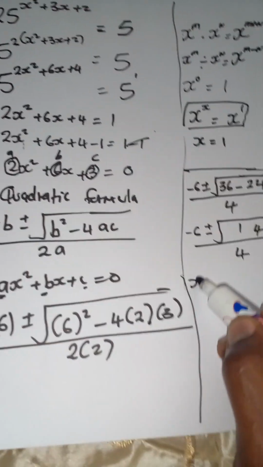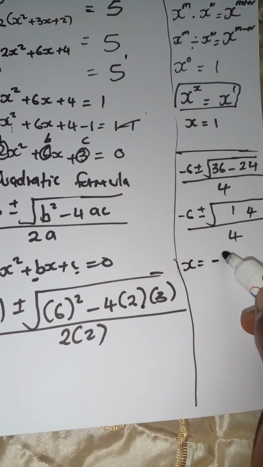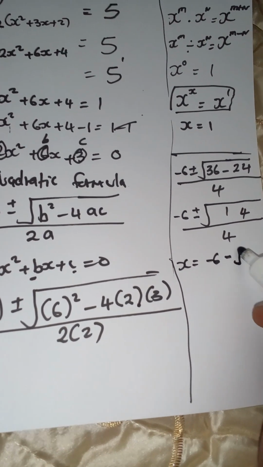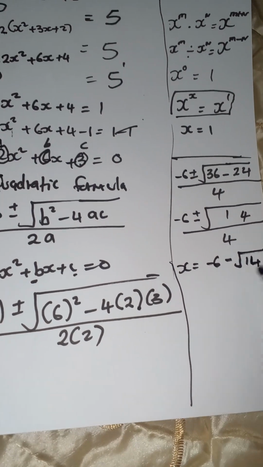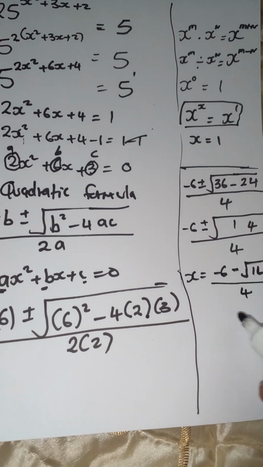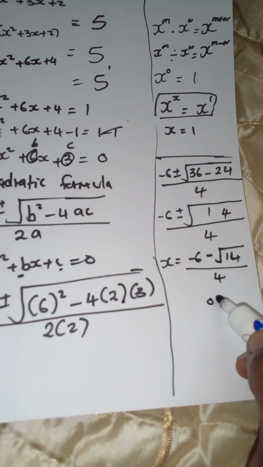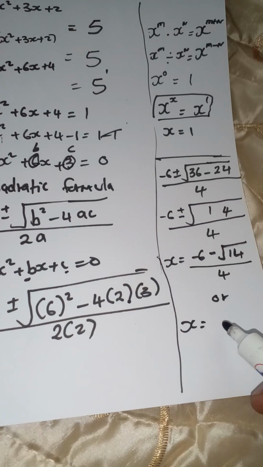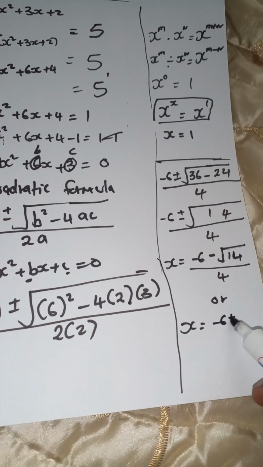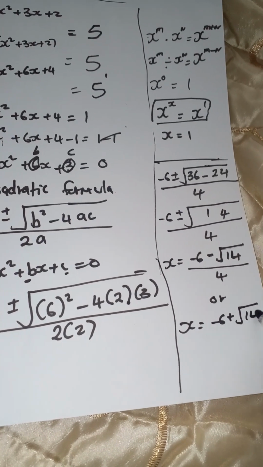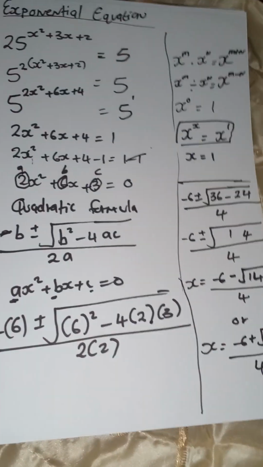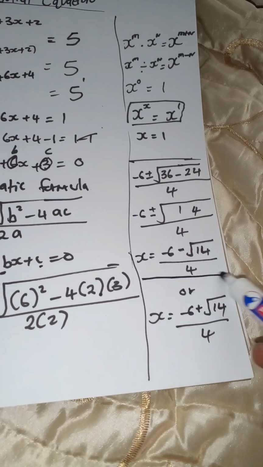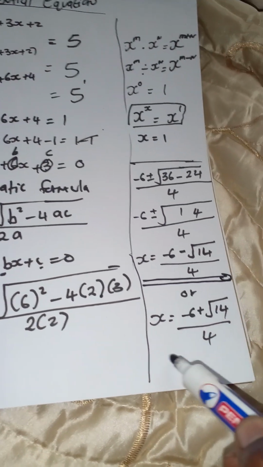So that means our x is going to be equal to negative 6 minus the square root of 12 all over 4, or I'm just going to leave my answer like this. And x is going to be equal to negative 6 plus the square root of 12 over 4. So this here is our answer. You can leave your answer like this, or you can punch your calculator to get a decimal.